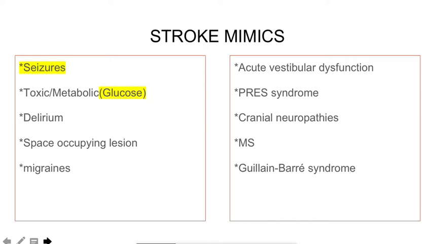Well, as you see in the list, we have seizures, low glucose mainly, any other toxic or metabolic disturbances, delirium, space-occupying lesions, migraines, and all the others that you see here. Well, how can any one of these be confused with a stroke? Well, seizures mainly is after the seizure, when the patient is experiencing a Todd's paralysis. Remember that in this Todd's paralysis, the patient is sometimes unable to move a limb, probably the hand and the foot. So this could look like a stroke mimic.